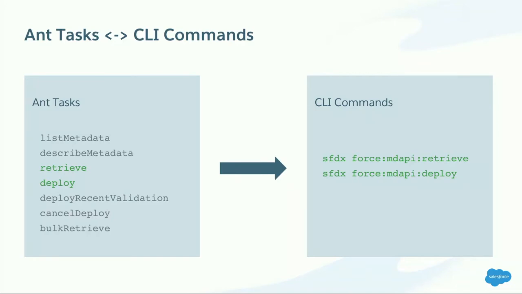The next tasks that we expect that we'll be adding support for in the CLI are the deploy recent validation task, which is the quick deploy, and also the cancel deploy. And then we'll continue to roll out functionality as is needed.